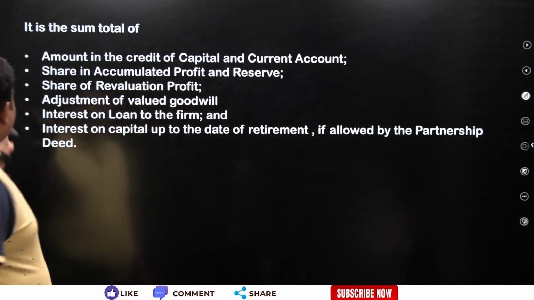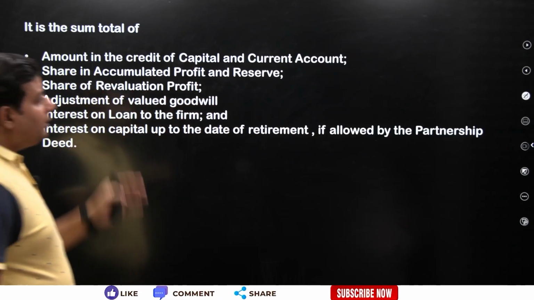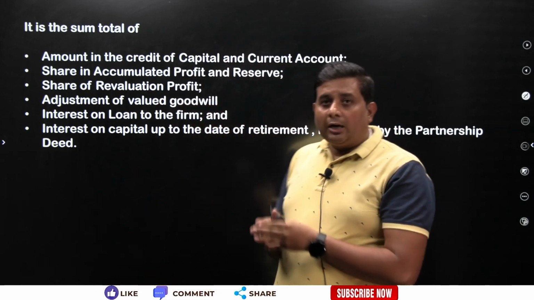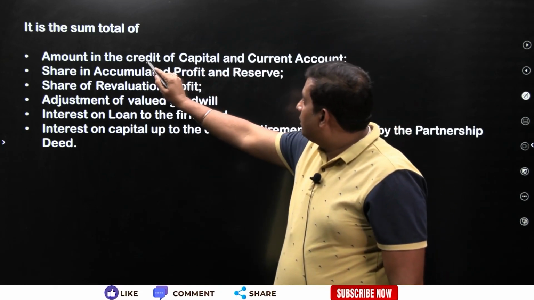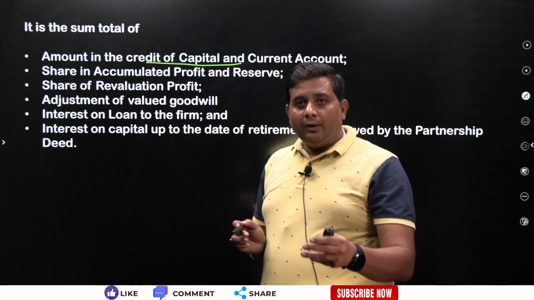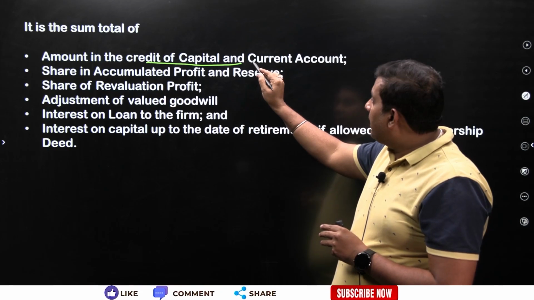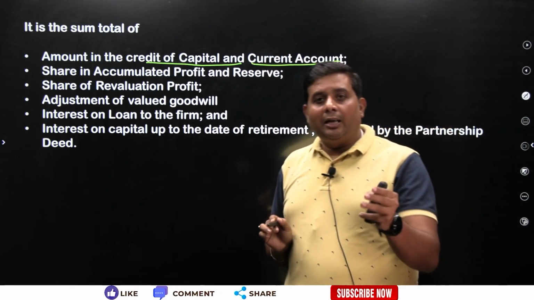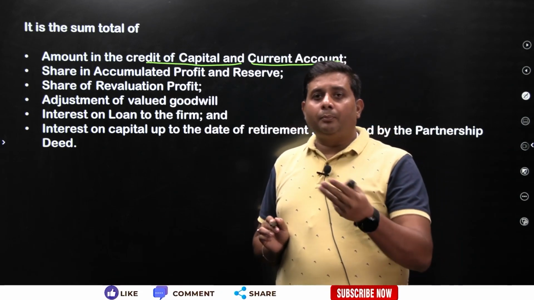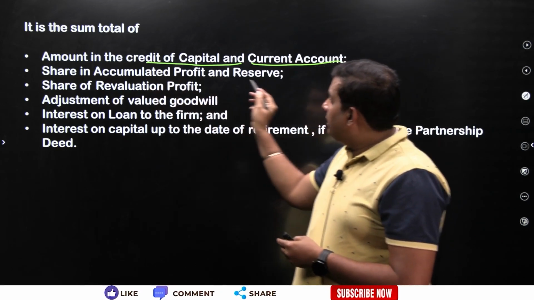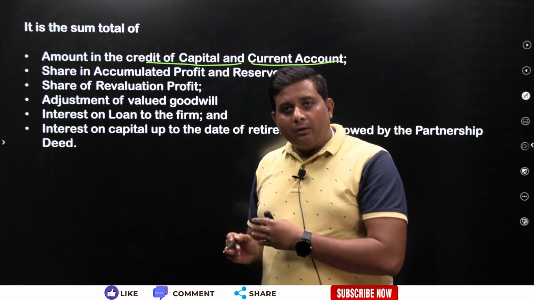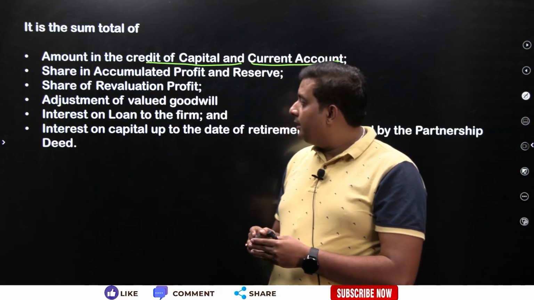So first of all, what is the amount to be credited in partners capital account? Whenever we start with the credit balance of partners capital account, it needs to be posted into the credit side of partners capital account. If we have the credit balance of current account, which is stated in the liability side of the balance sheet, that can also be transferred to this side, or else you can prepare it separately. Share in accumulated profits and reserves, whatever accumulated profits and reserves we have, needs to be distributed to the partners on the credit side in their old profit and loss sharing ratio.